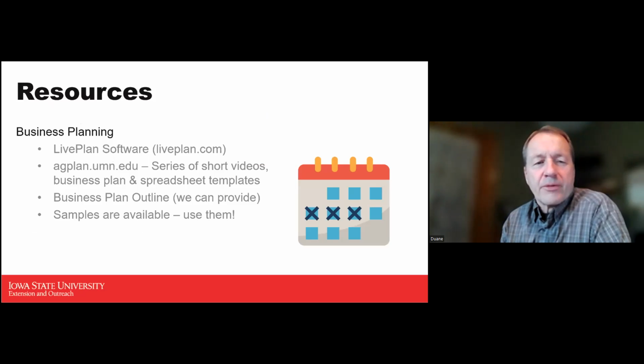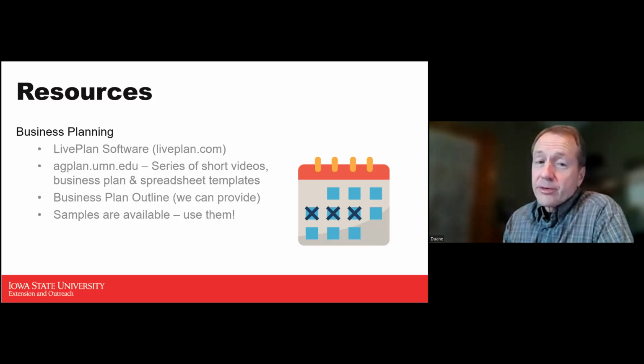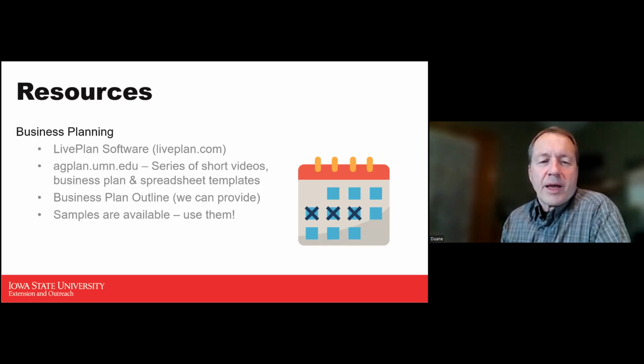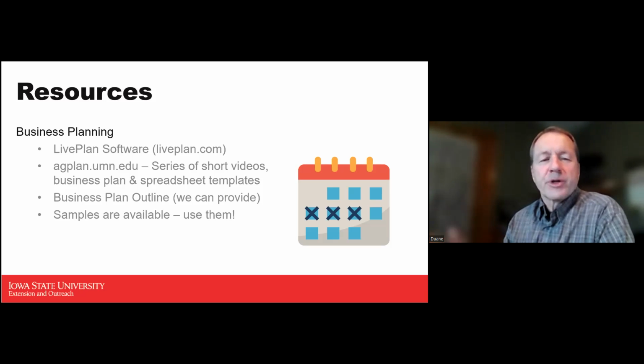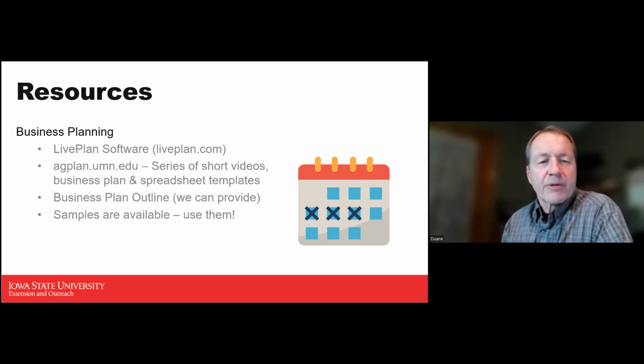There's another, University of Minnesota has something they call Ag Plan at agplan.umn.edu, where they have a variety of business plan assistance. They have a series of short videos you can look at that talk about the different sections of the business plan. They have some templates for business plans and spreadsheets to do the projections. A little more difficult than having the actual software that leads you through it. They do have the spreadsheets. You kind of need to know your way around a spreadsheet, but it's a possibility to go there. And of course, that's free.